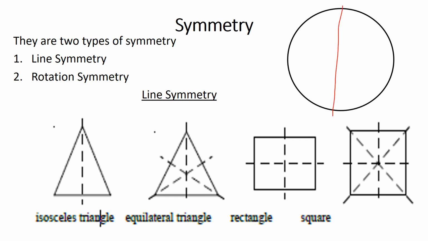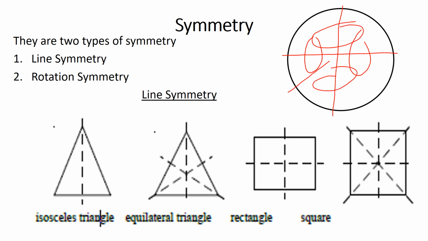For a circle, let's say we draw lines such that they pass through the center. We can draw this line, not accurate though. This side is going to look the same as this side. We can draw this line. The top side is going to look the same as this side. We can draw this line, and this line. No matter how many lines you draw, the sides are going to appear the same.